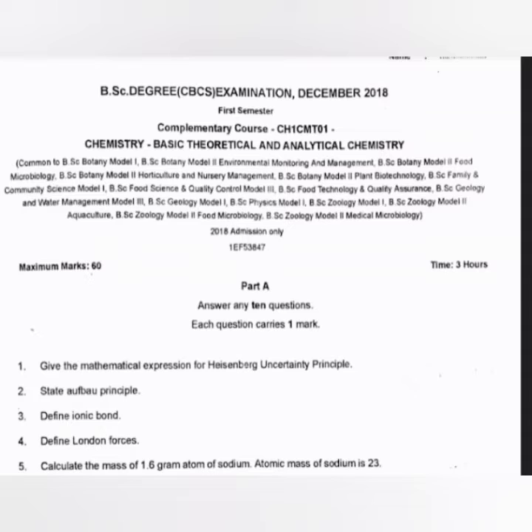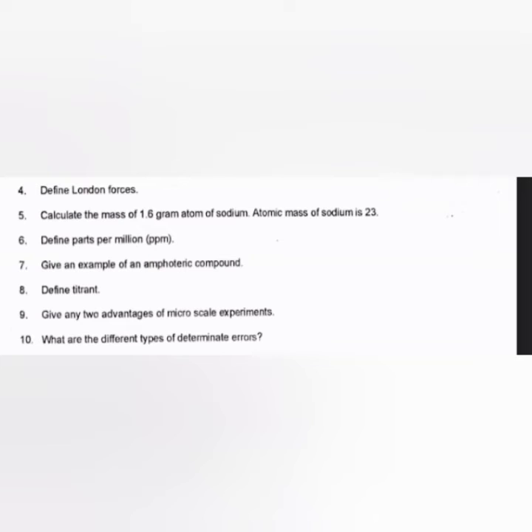Define London forces. 5. Calculate the mass of 1.6 gram atom of sodium. Atomic mass of sodium is 23. 6. Define parts per million. 7. Give an example of an amphoteric compound. 8. Define titrant. 9. Give any two advantages of microscale experiments.